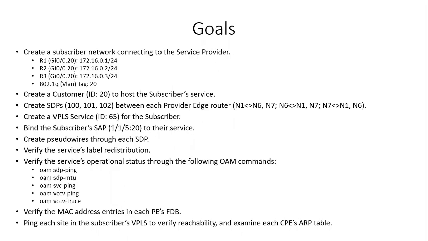But anyway, we're going to create a subscriber network connecting to the service provider. So on R1, which is going to be our site in Los Angeles, we're going to use the sub interface .20 and give it the address .1. For router R2, representing our subscriber site in New York, same sub interface, we're going to give it the address .2. For our subscriber site R3, representing Dallas, we're going to use the same sub interface, but we're going to address it .3. And again, all these sub interfaces are going to use the VLAN tag of 20.